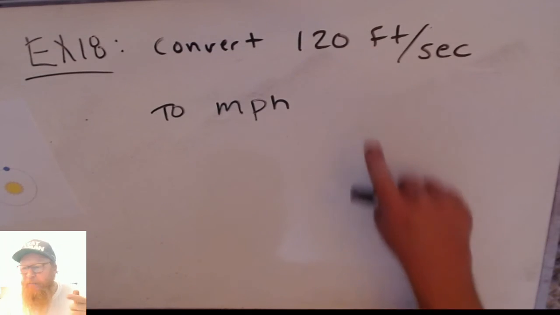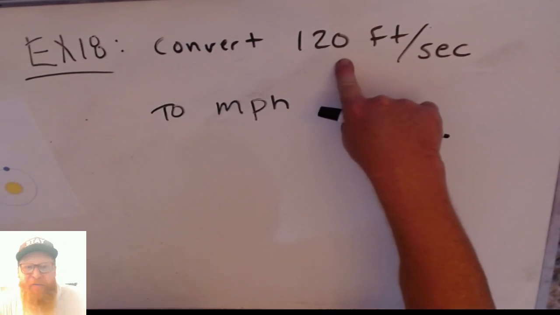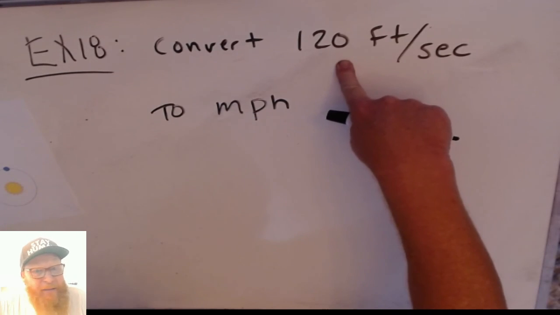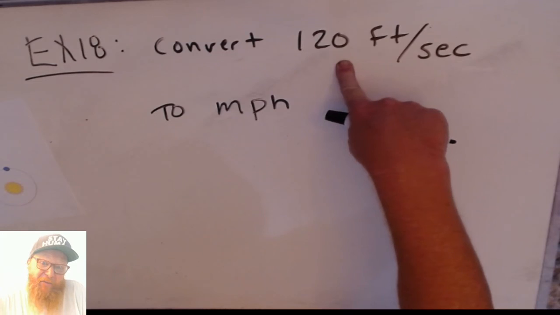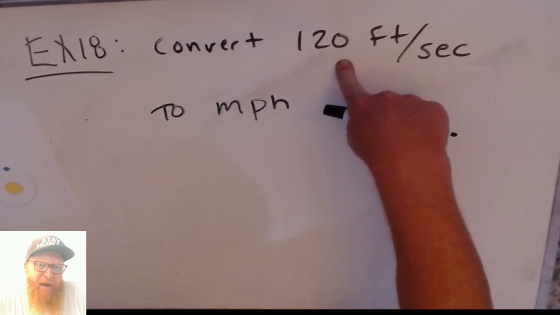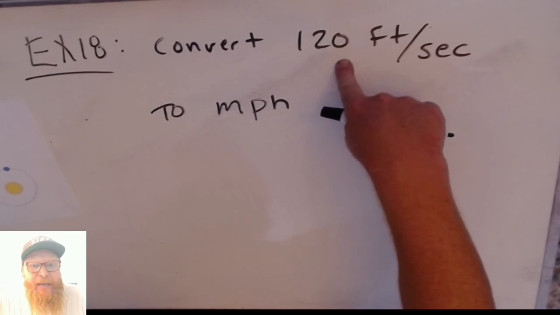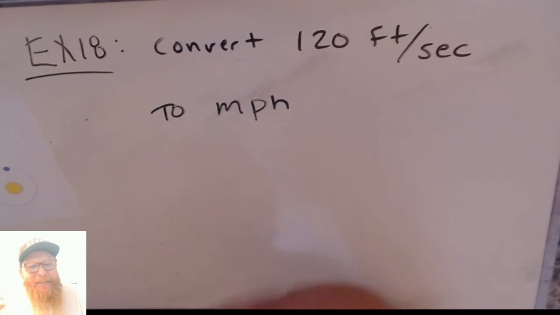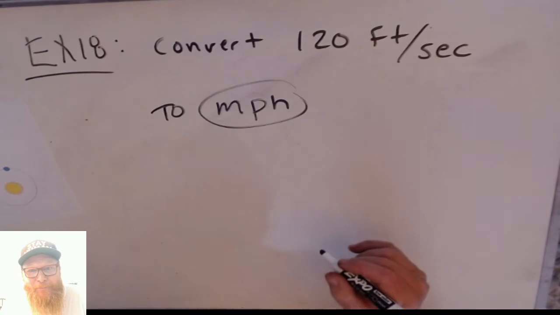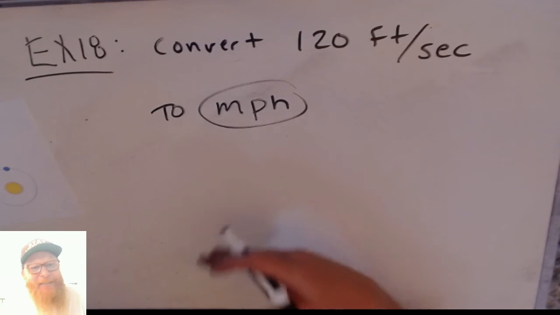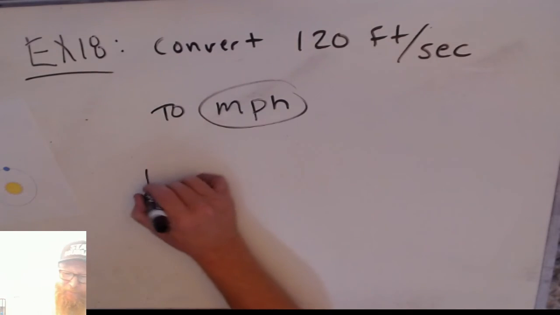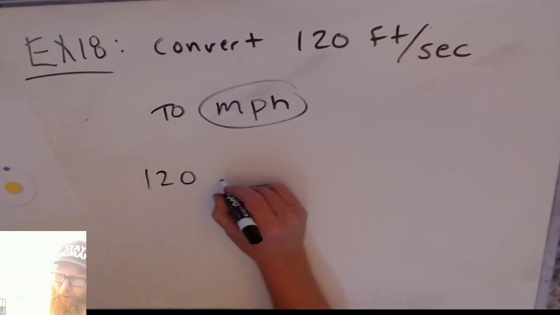Right? But if I were to ask my class, how fast is 120 feet per second? You don't know what that means. It sounds fast, right? It sounds really fast, 120 feet per second. It might very well be fast. I don't know. In order to really get a good idea of how fast something is, you convert it into miles per hour, right? And then you get a better idea of what it means. So 120, right?